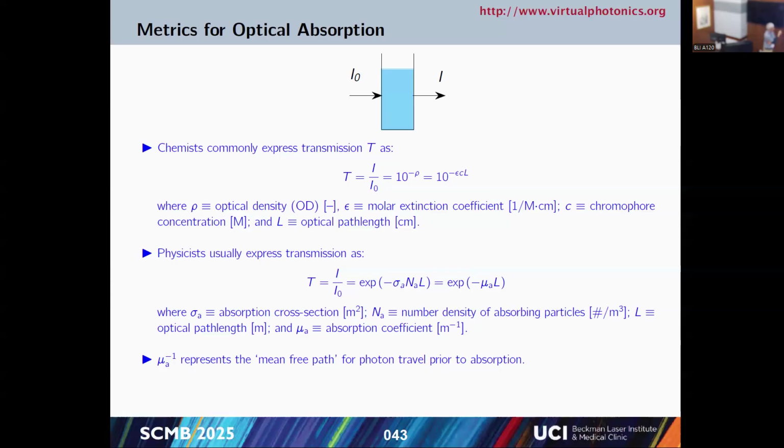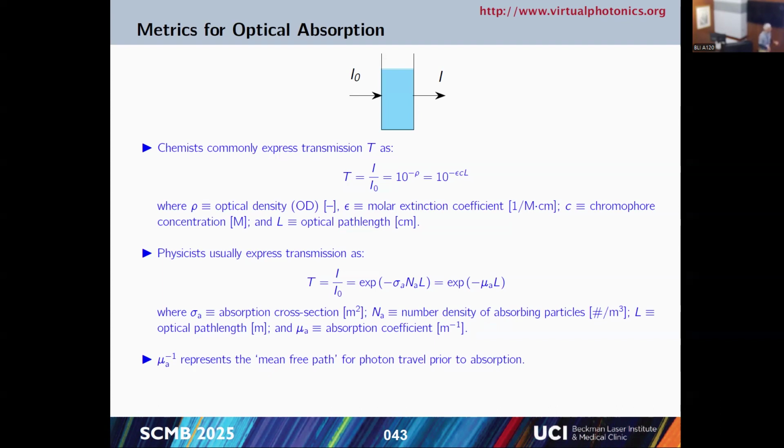Now physicists tend to use base e, and they parameterize the same transmission in terms of an absorption cross-section times the number density of absorbers. And as a result, this product, sigma A N L, is not the same as epsilon C L because they're using base 10 versus base e. So when you get molar extinction coefficients from chemical handbooks, you have to divide that by the natural log of 10. It's a factor of 2.3 or so, in order to convert it to mu A. Okay, so just be aware of that.